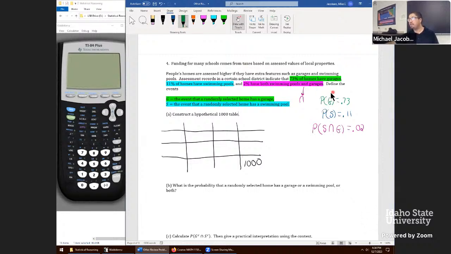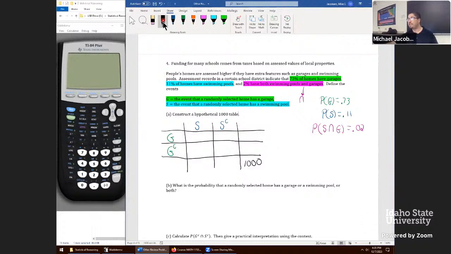Next, let's start with the event G. I'll put this in the column. G goes here. And G with the funny symbol C goes in here. This is now read as G complement. And that means this is the event that the person does not have a garage. Same thing on the row, the very top row, go S, S complement.